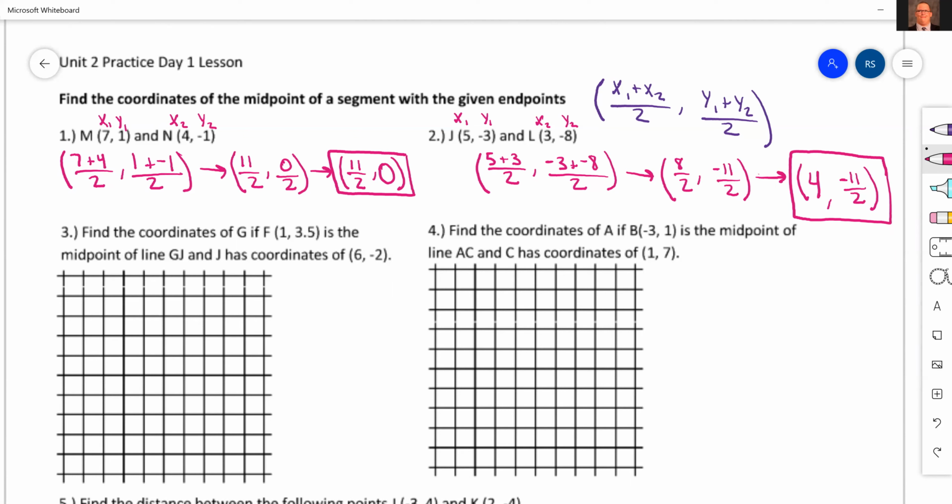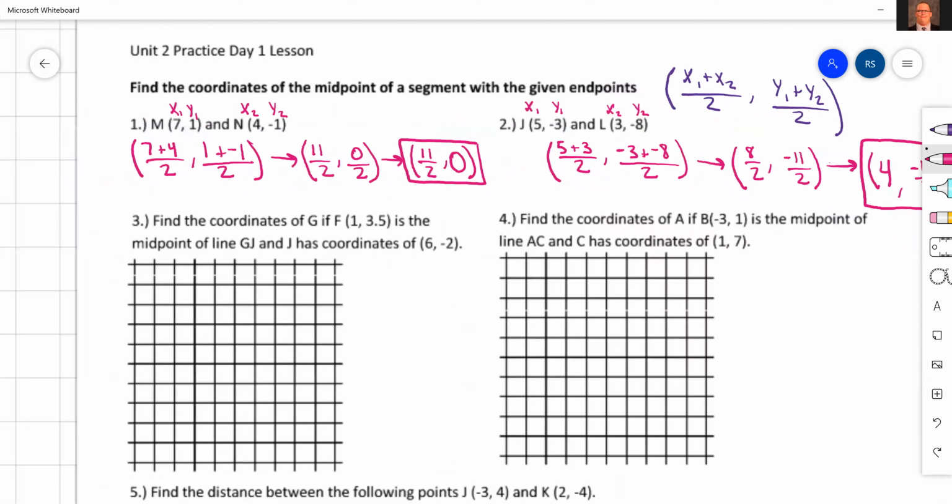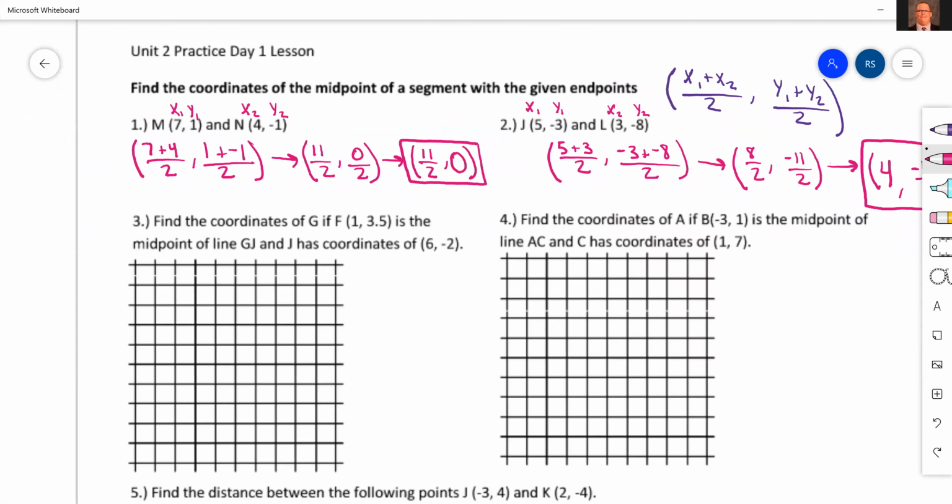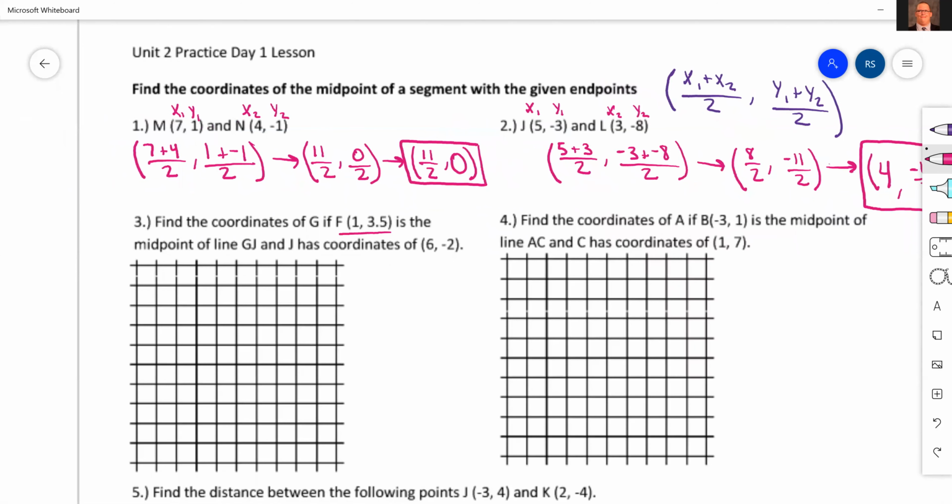Now they're going to give the midpoint to us, and we're going to have to draw a graph and find the other endpoint. So it says find the coordinates of G if F is the midpoint. So F is in the middle. And J has coordinates of 6, negative 2.